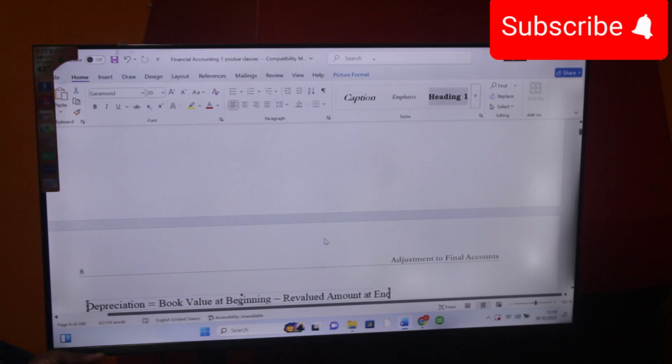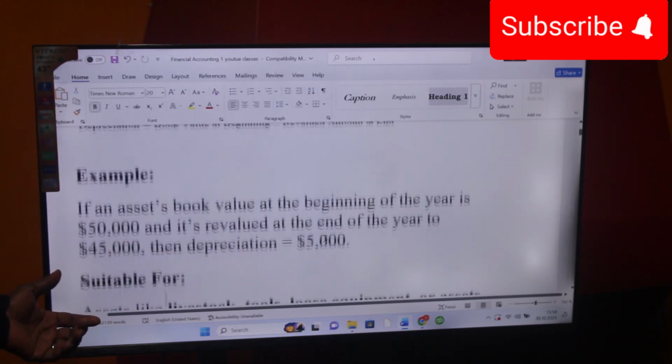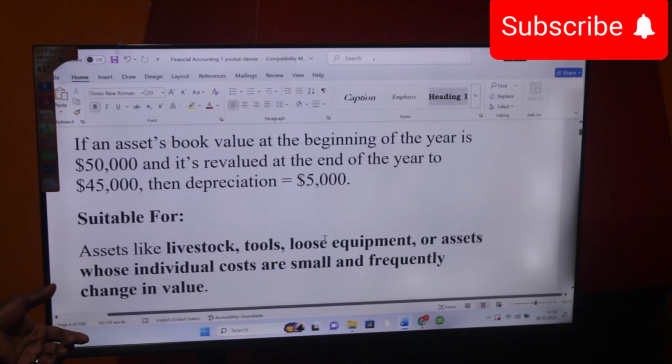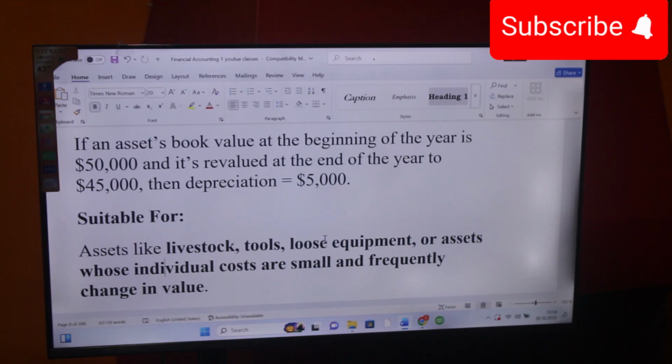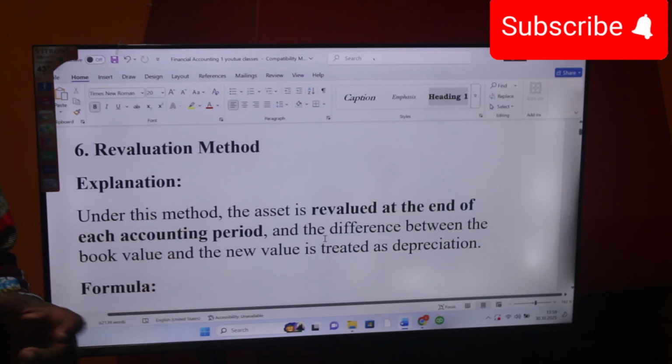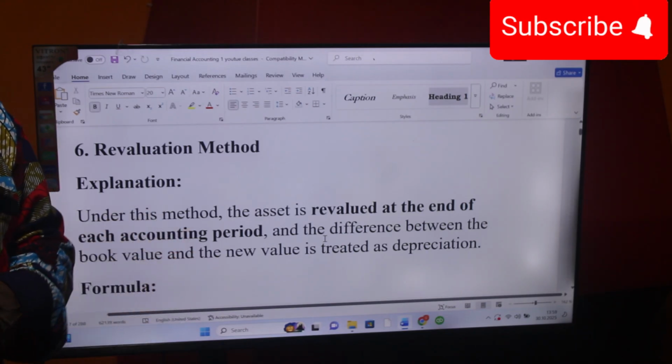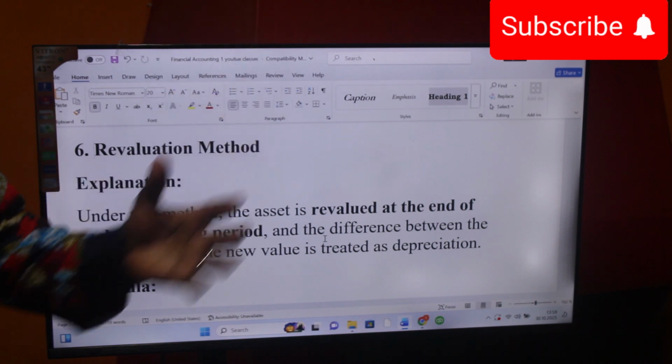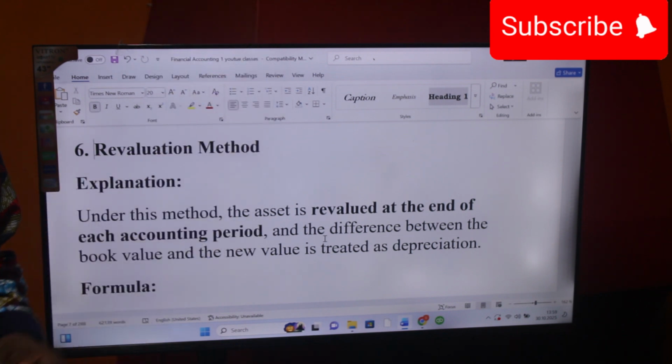And this is usually applicable when we deal with livestock, tools, loose equipment, or assets whose individual costs are small and frequently change in value. The value per tool is small. For instance, I like saying things like spanners. You may have, in a huge factory, very, very many spanners and other tools.